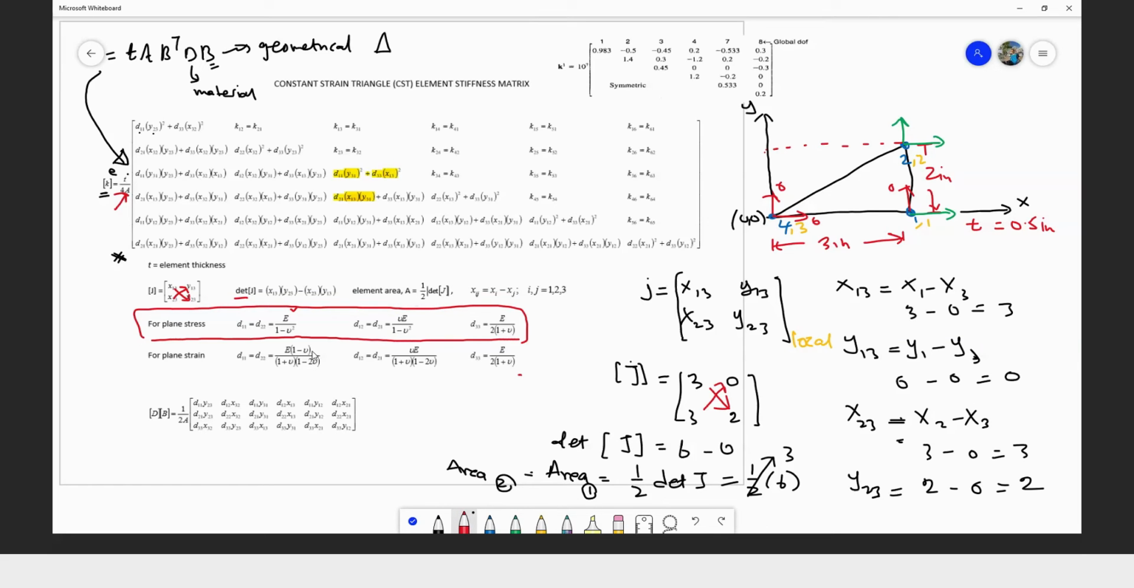Can you still see my screen, guys? All right. Okay.